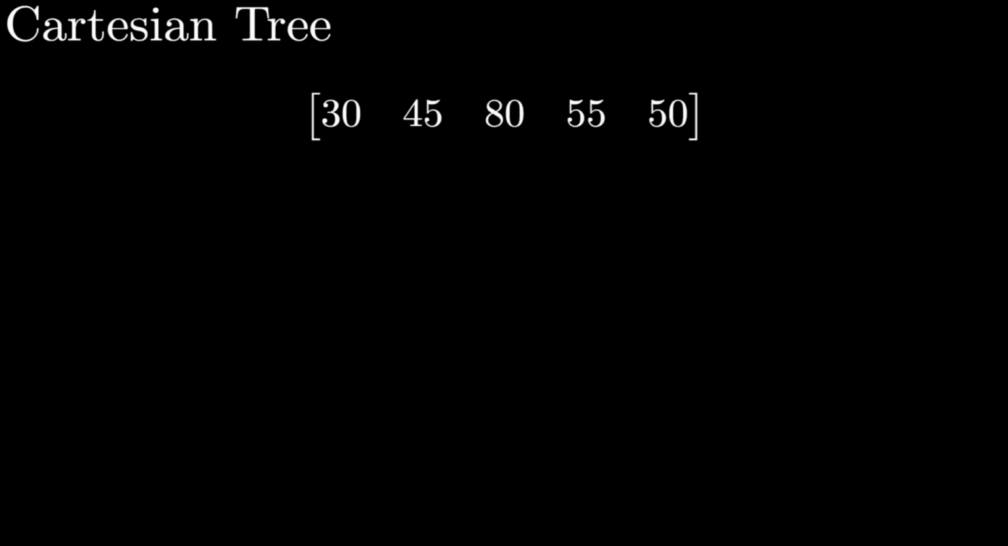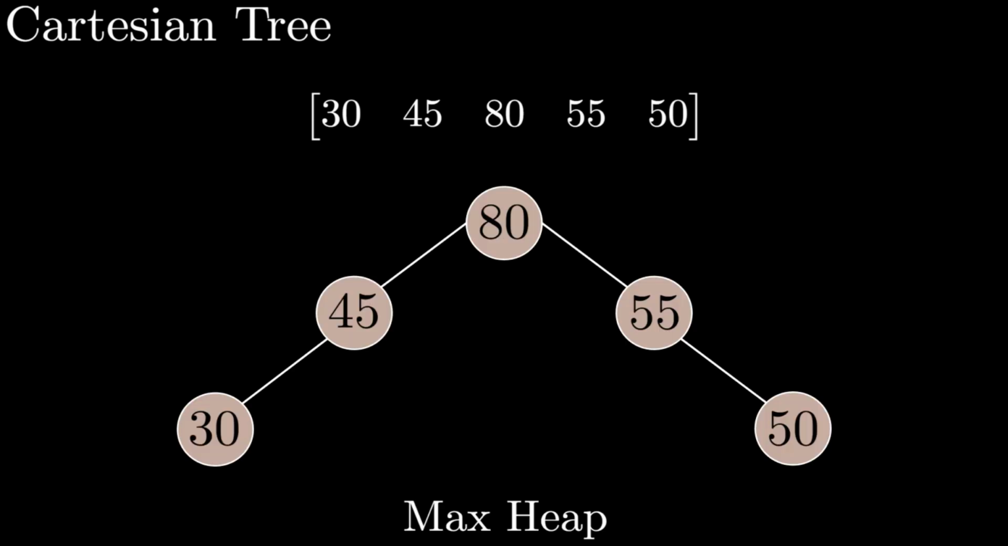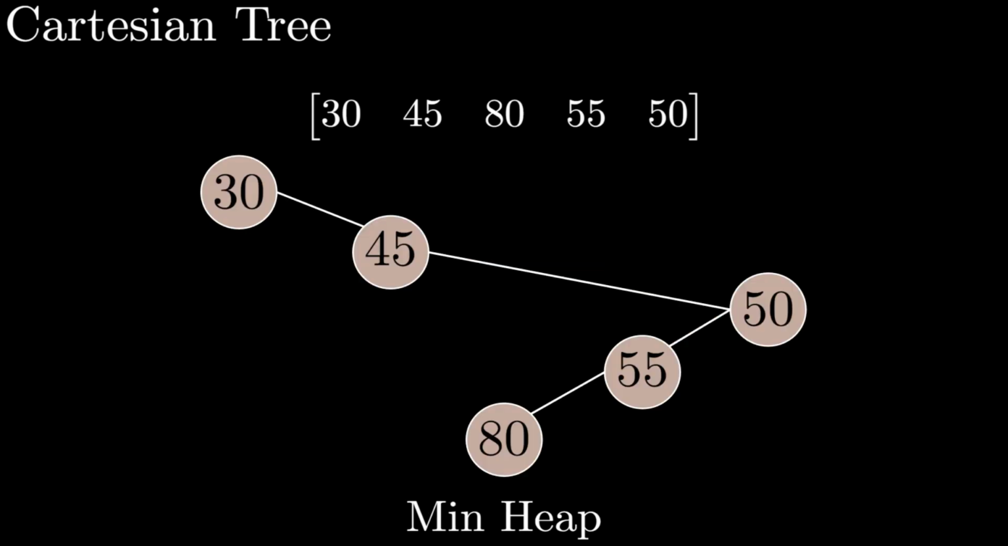For example, say we want to make a Cartesian tree from the given array of numbers. This tree satisfies the max heap property, and the nodes appear in the same order as the original array when traversed in order. And this Cartesian tree satisfies the min heap property for the given array.